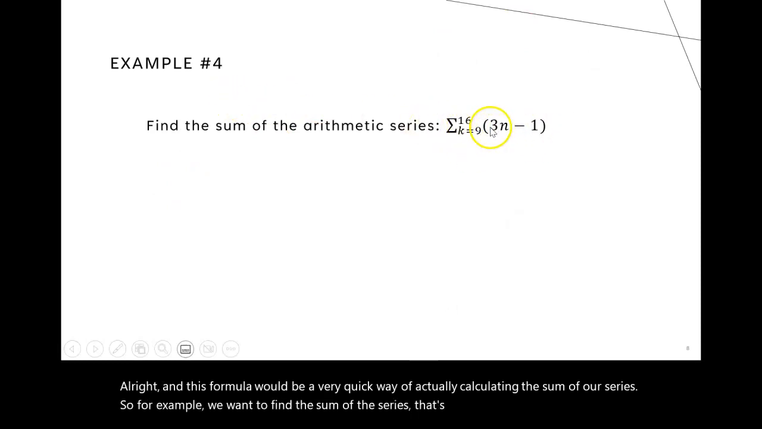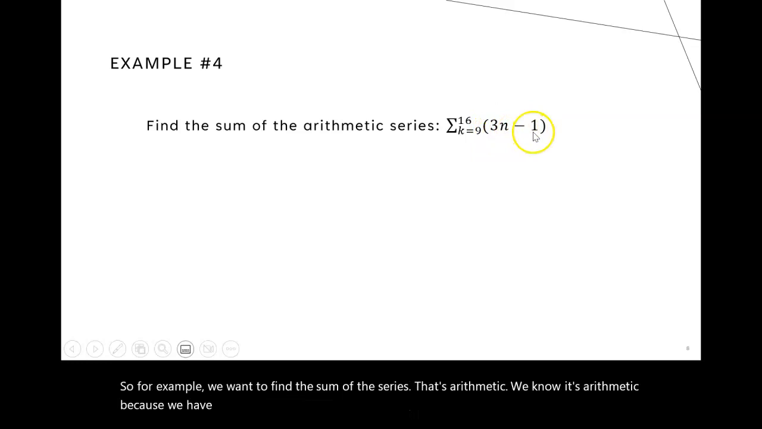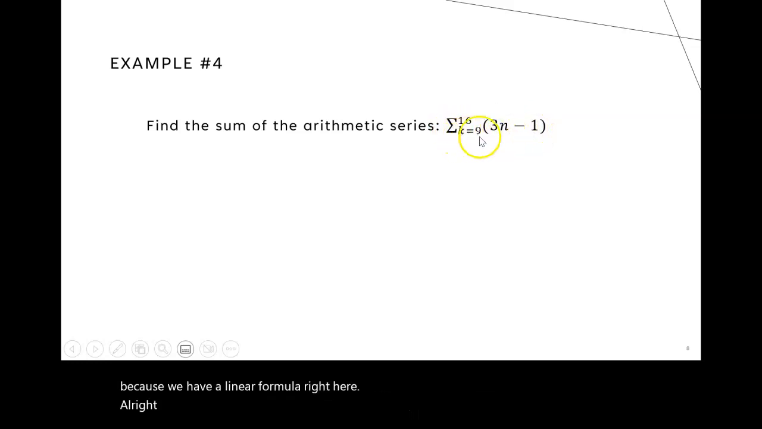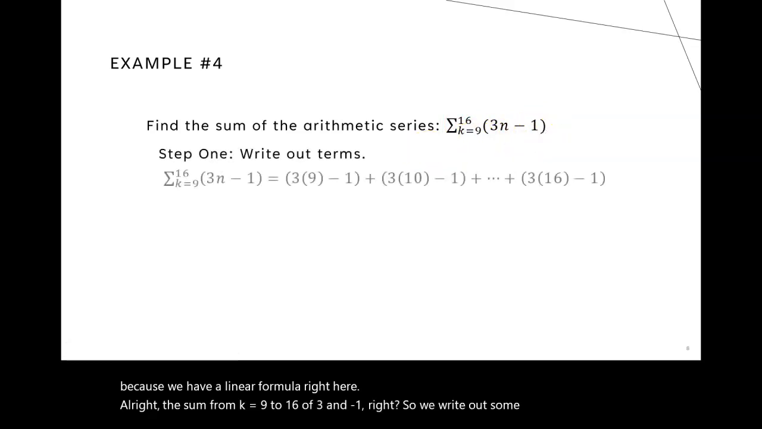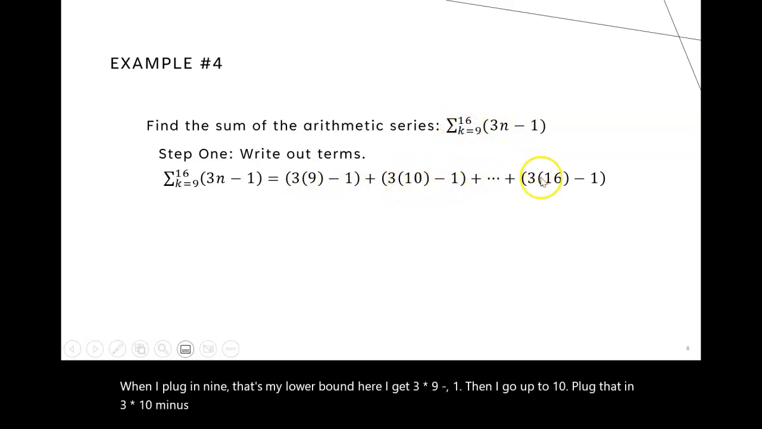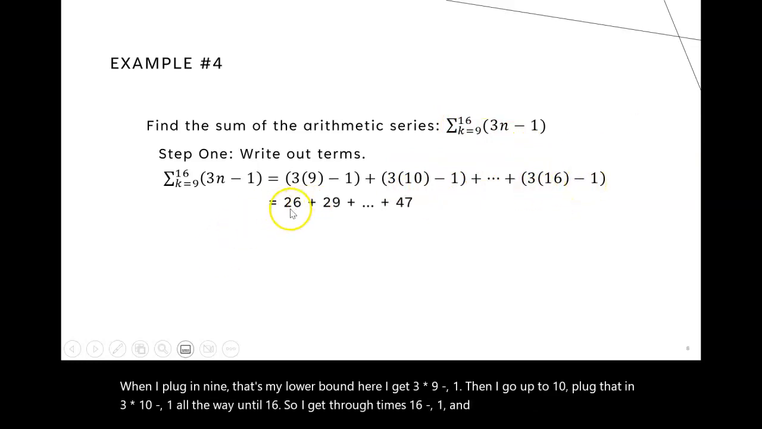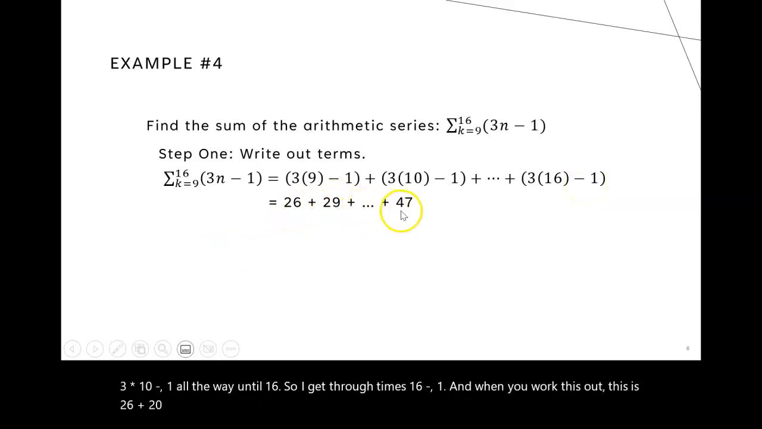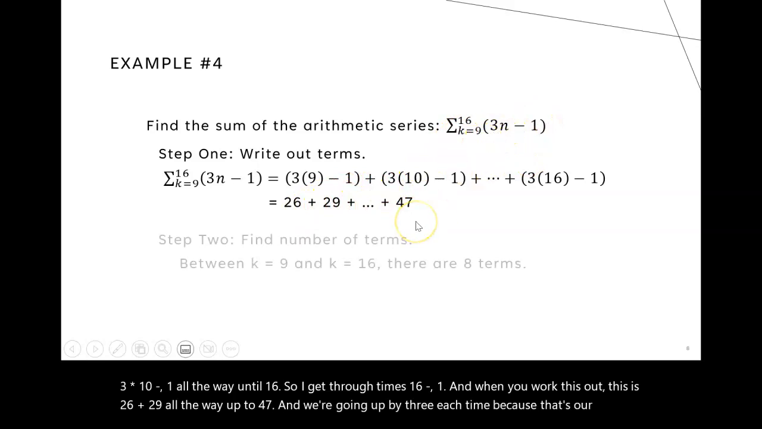For example, we want to find the sum of the series. It's arithmetic, we know it's arithmetic because we have a linear formula right here: the sum from k equals 9 to 16 of 3n minus 1. So we write out some terms. When I plug in 9, my lower bound, it's 3 times 9 minus 1. Then I go up to 10, plug that in, 3 times 10 minus 1, all the way up until 16, so I get 3 times 16 minus 1. When you work this out, this is 26 plus 29, all the way up to 47. And we're going up by 3 each time because that's our slope.